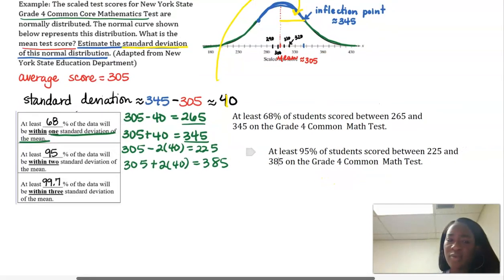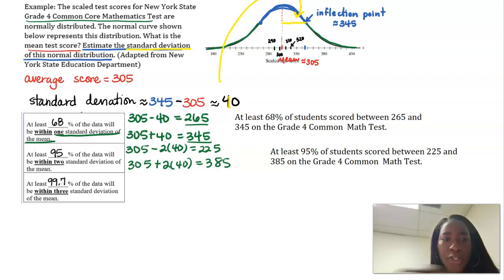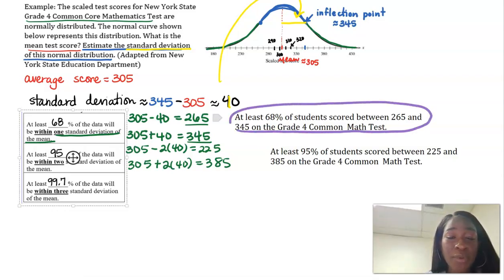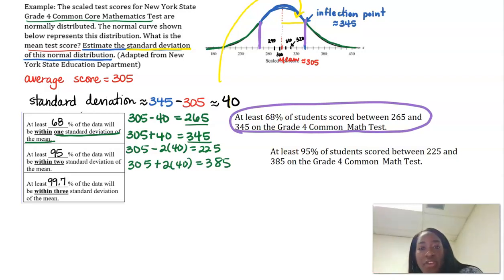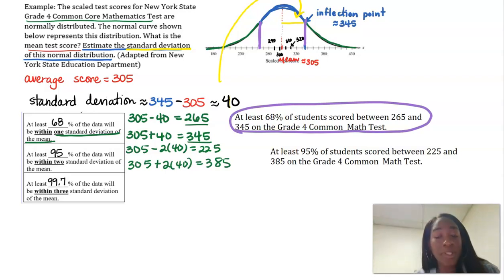So let's give this some perspective of what we're talking about. The first comment that we made about 68% of students scoring between 265 and 345, that's just going to the inflection points, 1 standard deviation to the right and 1 standard deviation to the left. We're saying that about 68% of the data, which is most of the data, is between those 2 purple lines.